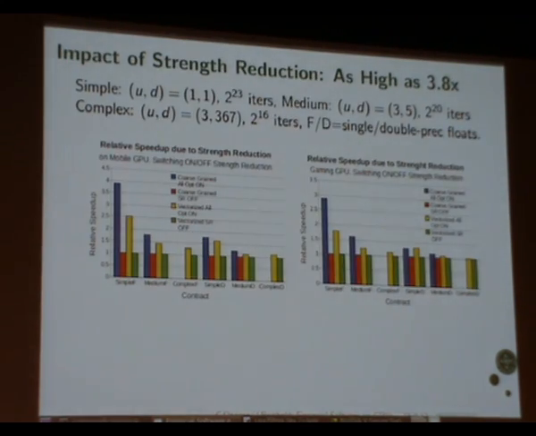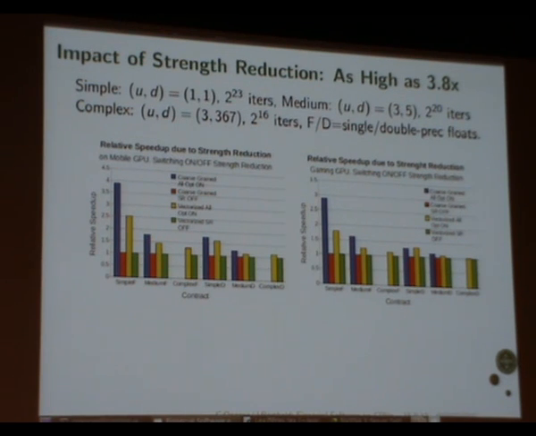So now I'm presenting the impact of strength reduction, meaning I'm comparing the two versions, the relative speedup with respect to the version which is run with only strength reduction off and with all the other optimizations on. So we can see for U and D equals 1 that we have here almost a speedup of 4.